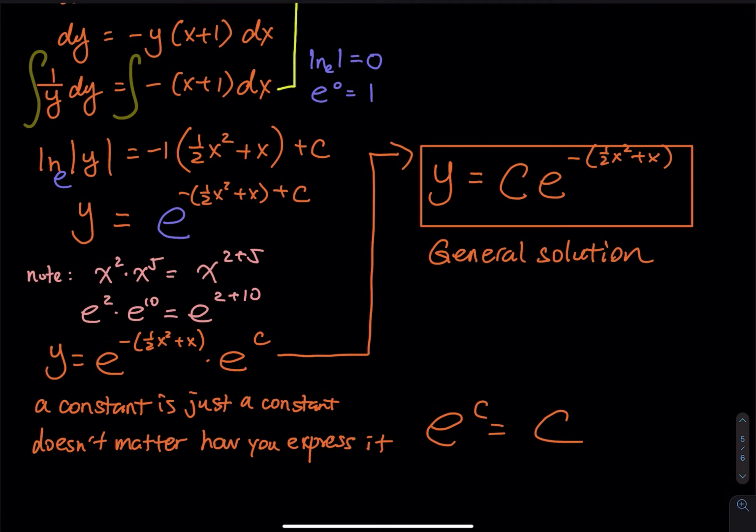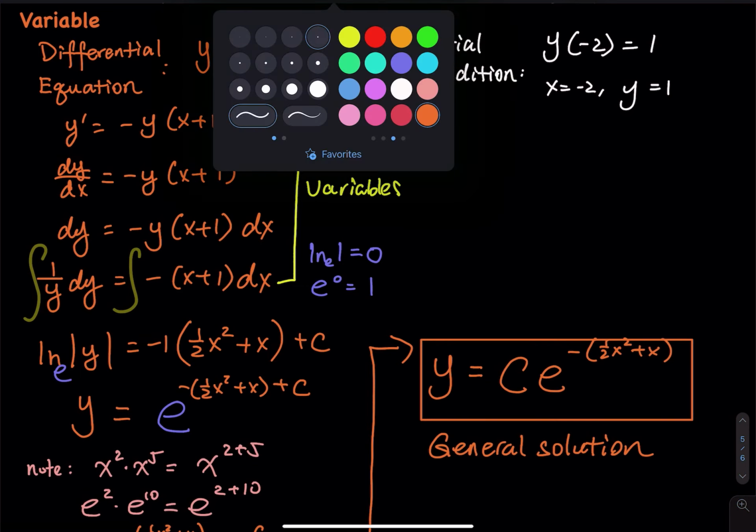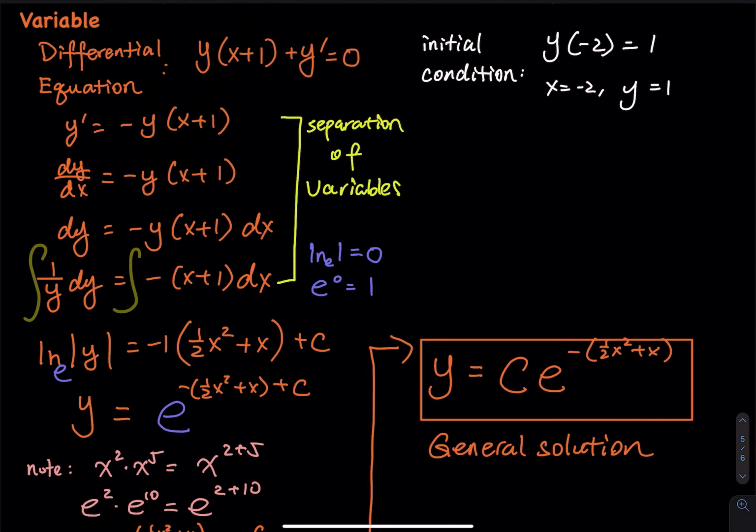So for the particular solution, we can move up. The initial condition, they have y of negative 2 equals to 1. Simply speaking, when x is equal to negative 2, y is equal to 1, and then we plug this into the general solution and then solve for C. All right, let's do the plug-in. Y is equal to 1. So do you see the general solution? We have y equals to C times e to the negative 1/2 x squared plus x, right? Y is equal to 1. C is to be solved.